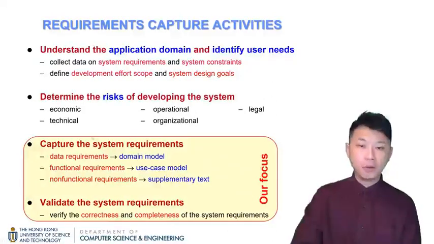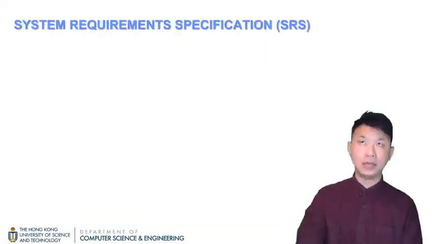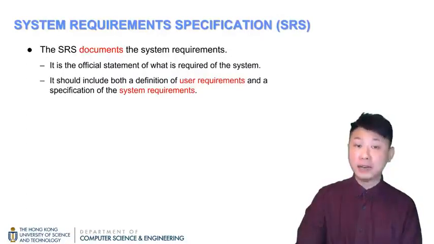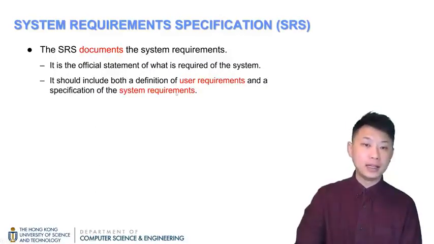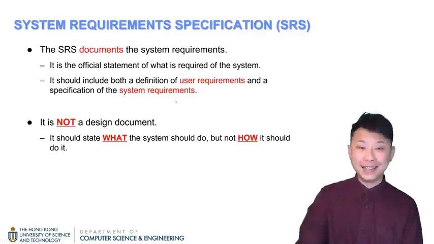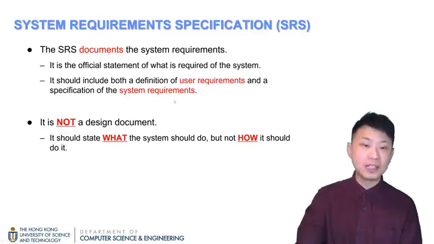And in this course, we focus on capturing system requirements. And it's important that you come up with a system requirements specification right at the beginning of the project. And the system requirements specification, SRS, documents the system requirements and is an official statement of what is required of the software system. And it should include both a definition of user requirements and also specification of system requirements using different models. And notice that it's not a design document. Again, the models, we are not using it for implementation. We just specify what the system should do. We don't think about how we actually implement those features.